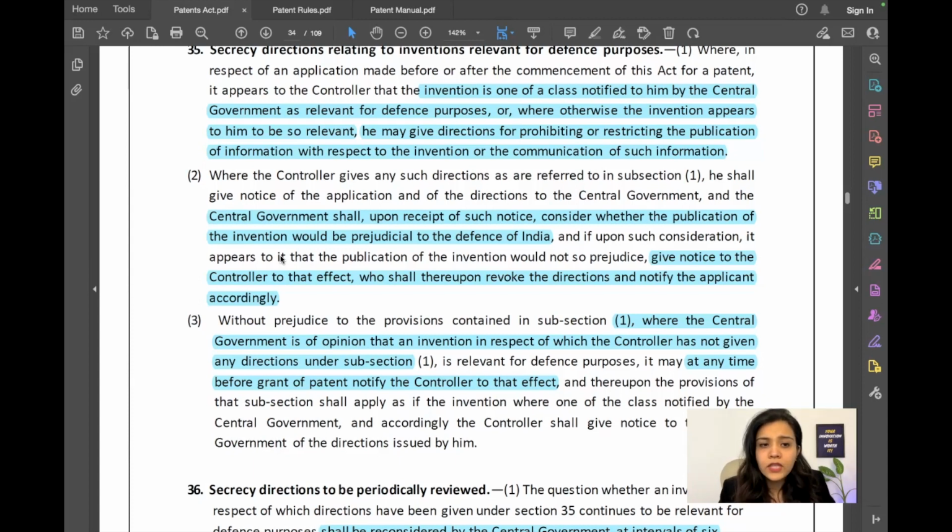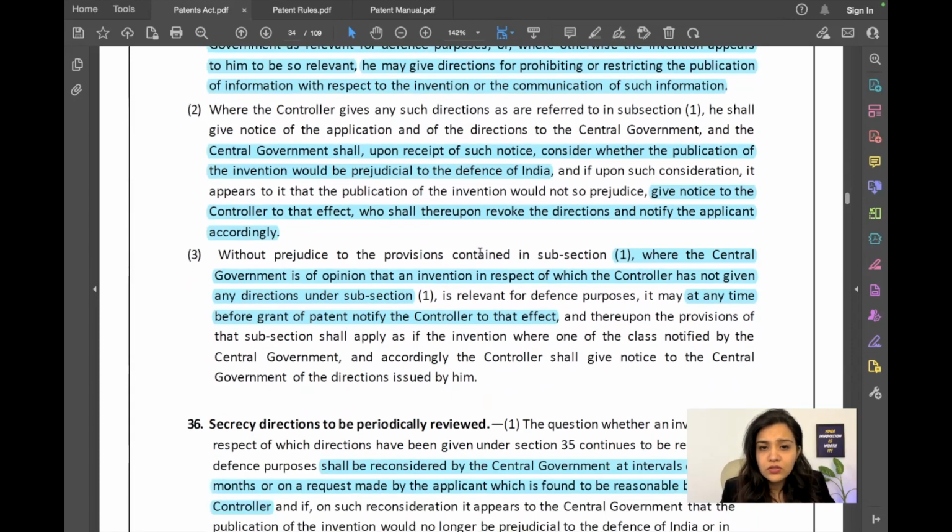Then in subsection 3, we have, without prejudice to the provisions contained in subsection 1, where the central government is of the opinion that an invention in respect of which the controller has not given any direction under subsection 1 is relevant for defense purposes, it may at any time before grant of patent notify the controller to that effect, and thereupon the provisions of that subsection apply as if the invention were one of the class notified by the central government, and accordingly the controller shall give notice to the central government of the directions issued by him.